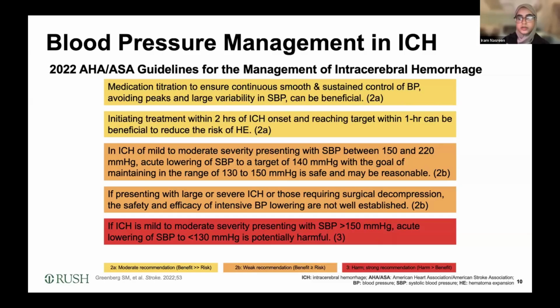And if ICH is mild to moderate severity presenting with systolic blood pressure greater than 220, acute lowering of SBP to less than 130 is potentially harmful. And that's based on the potential for renal adverse effects that we saw.